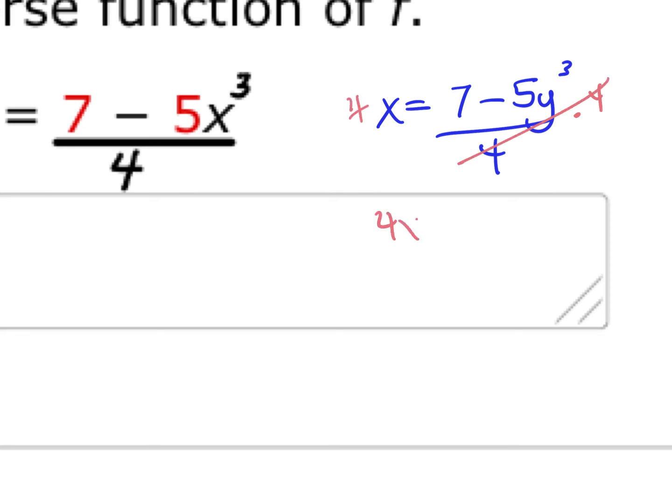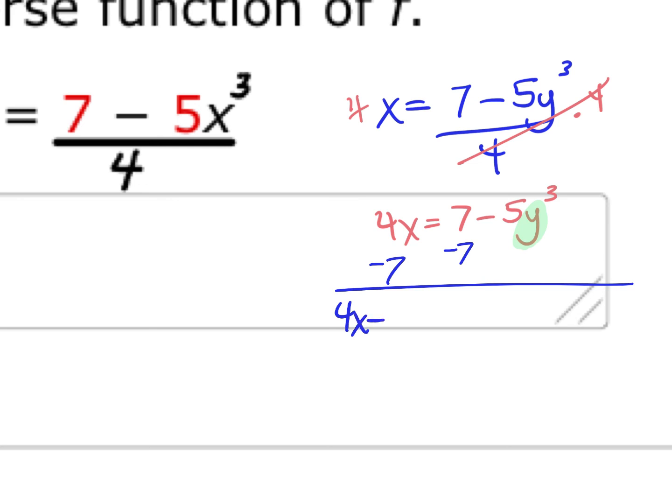So we have 4x equals 7 minus 5y cubed. Again, we're trying to isolate. If it helps you guys, keep highlighting y. You want to get y all by itself. So what's my next step? What am I going to do? Subtract 7. Perfect. So I have 4x minus 7 equals what? Negative 5y cubed. Good.